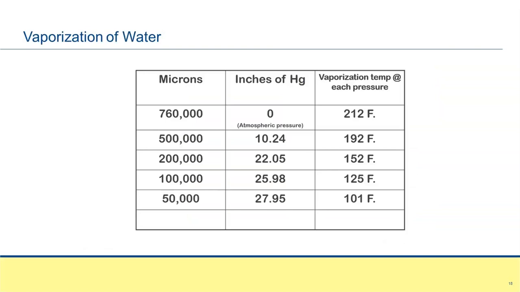This just shows you a little chart on microns. At atmospheric pressure, face of the Earth, we have 760,000 microns. Our gauges are zeroed out at atmospheric pressure. We boil the water, again, at 212. I'm going to come down here to 50,000 because we just showed those mercury gauge equivalents. Look how we're close, it's 27.95, and that's 50,000 microns. We're boiling water at 101, okay?